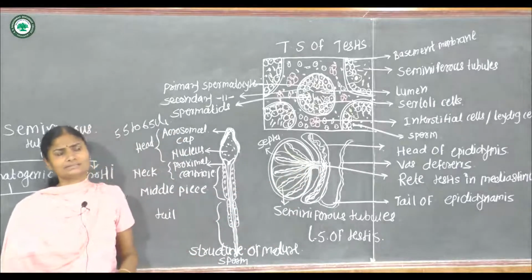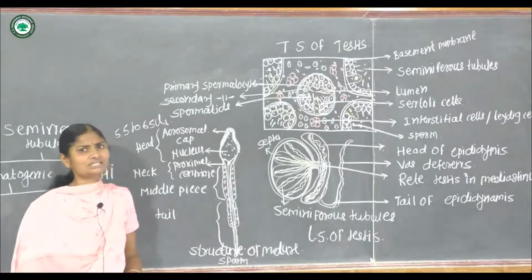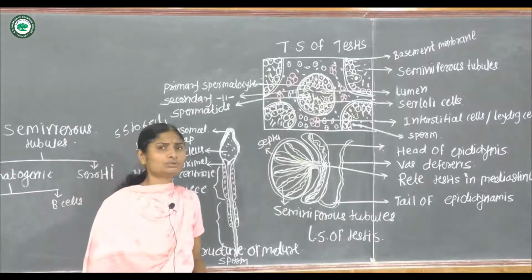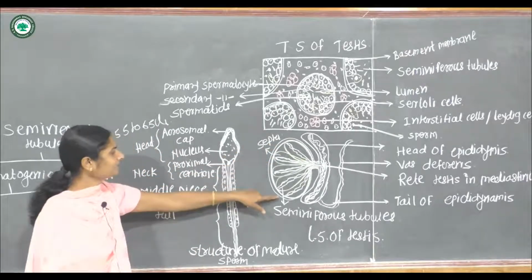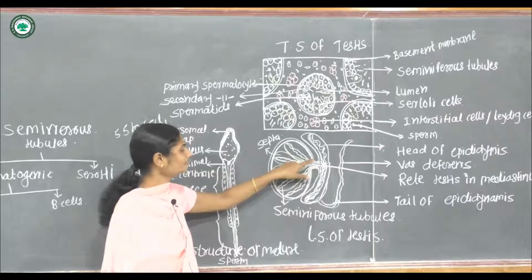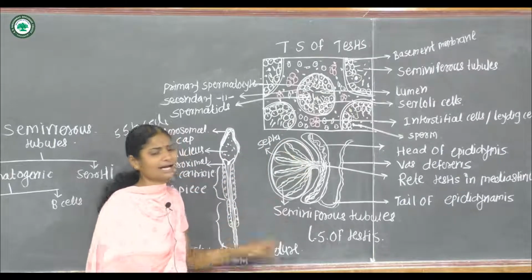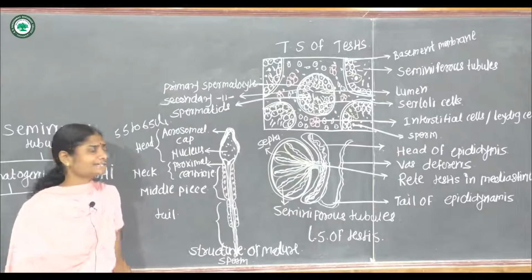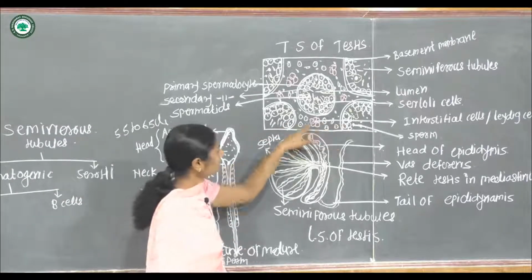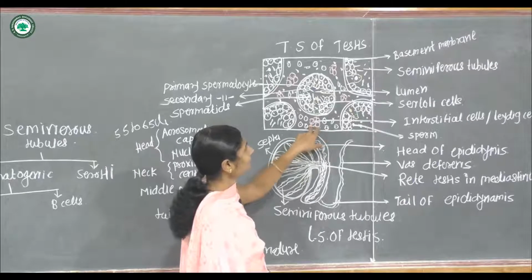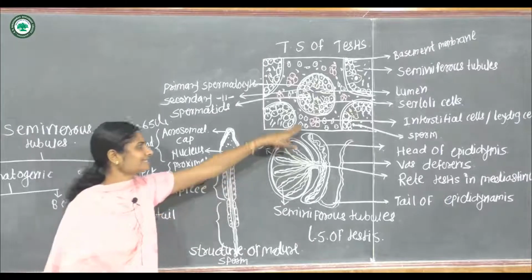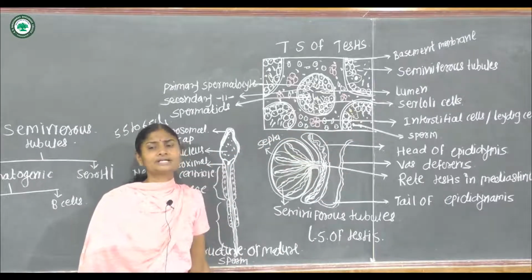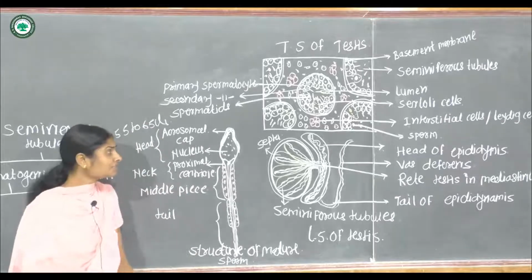The next point is the diagnostic features of the testes. The testis mainly contains a connective tissue capsule called the tunica albuginea. In between the seminiferous tubules, interstitial cells or Leydig cells are present, and these cells are most important for testosterone hormone secretion.